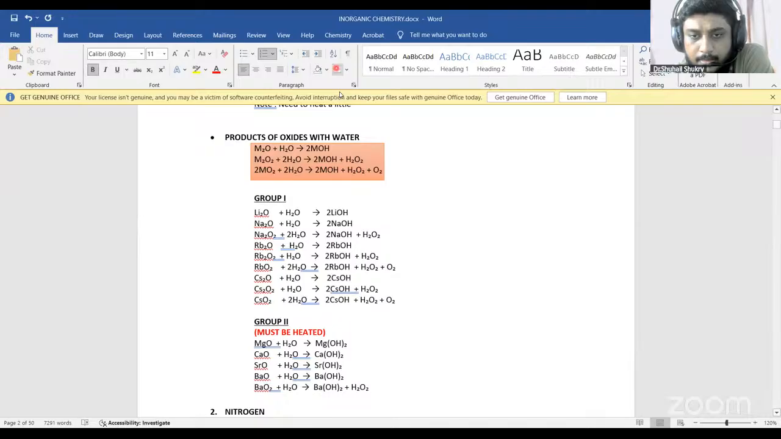Sir, is it the same for potassium also? Same for potassium also. Here only sodium, rubidium, cesium are given. Same thing for potassium as well. If you put potassium here, you have to write the same thing. Understood now?